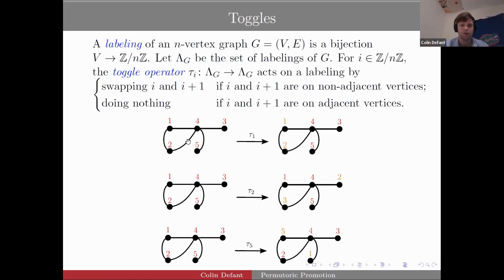I have this graph with 5 vertices, and this is some labeling. And if I do tau 1, that says, look at the numbers 1 and 2. They're sitting on adjacent vertices, so I do nothing. So here I just didn't do anything. But if I do tau 2 to this labeling, that says, look at the numbers 2 and 3. They're sitting on non-adjacent vertices, so I swap them. And here I'm doing tau 5, which says, look at the numbers 5 and 6, but we're working with Z mod 5Z, so really 6 is the same as 1. So I look at the numbers 5 and 1, they're sitting on non-adjacent vertices, so I swap them.